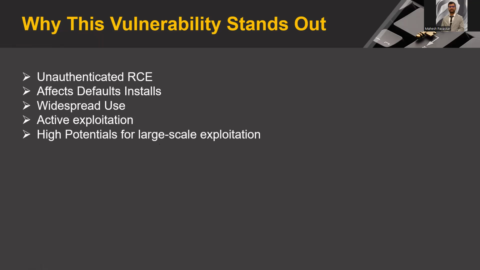Widespread use: as you see, React is used across the globe by different organizations. That's the widespread use of this one. Because of this, the severity of this vulnerability is high. Active exploitation: if you read about this vulnerability, some Chinese hackers have already started exploitation on AWS, where this component is deployed. That's why we have to patch this vulnerability as early as possible. And there is high potential for large scale exploitation. So these are a couple of points why this vulnerability is standing out.